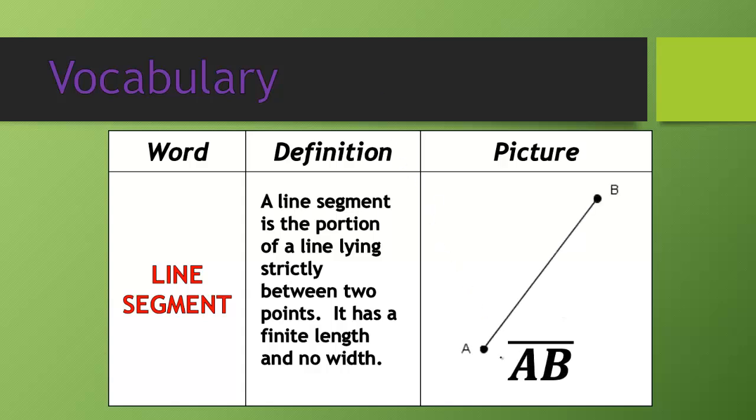So the difference is, you see the dots, you don't see any arrows on the end. And so when we make the notation, we put the 2 points, A, B. You could write BA too, doesn't matter. And then we don't put any arrows on the end, just a straight line above it.